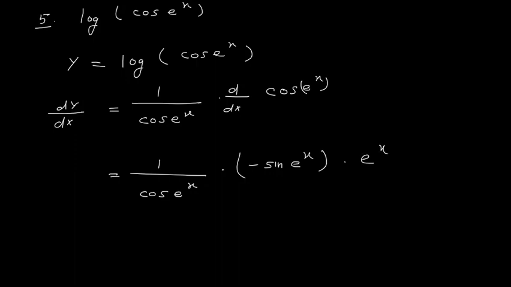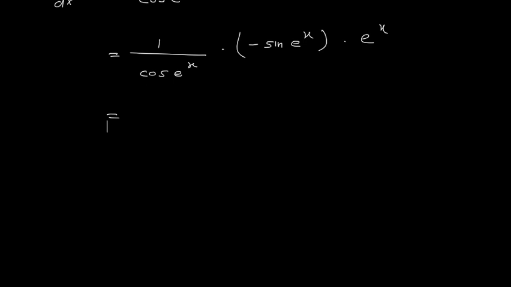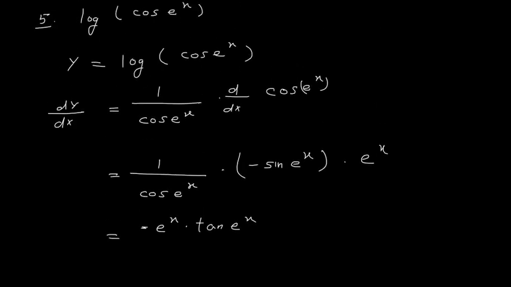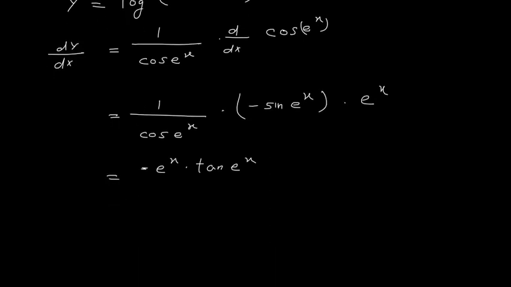Okay. So you can avoid some simple steps. Here I could have written d by dx of e power x, then derivative. So I avoid that. Now sine upon cos is tan. So this will become e power x into tan of e power x. Obviously minus sign I will write. So minus e power x into tan of e power x. This is my derivative of log of cos of e power x.